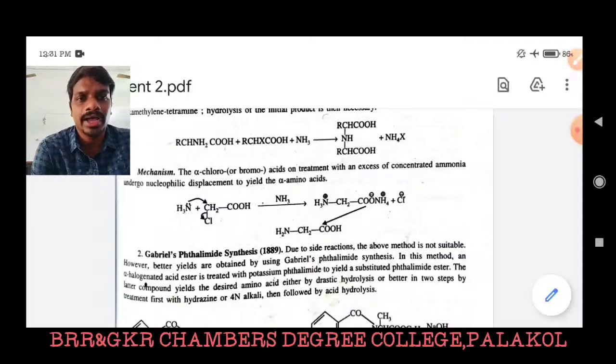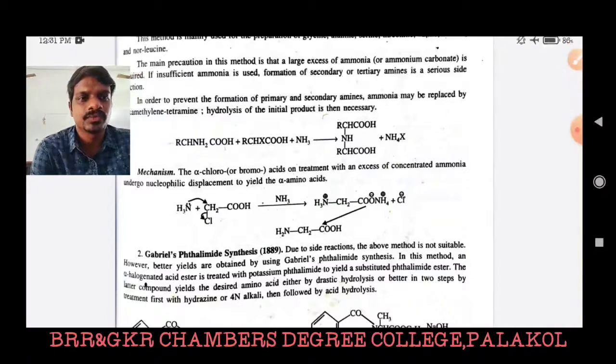Elimination of alpha halo acids is the first method for the preparation of alpha amino acids. What is the main drawback of this method, students? The main drawback in this method is that we get side products such as secondary amine and tertiary amine if we use insufficient ammonia. Definitely the secondary and tertiary amines are also produced.